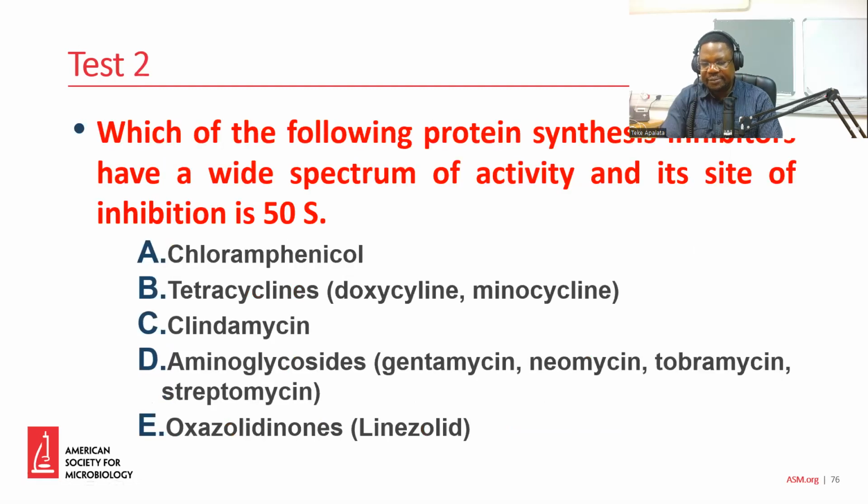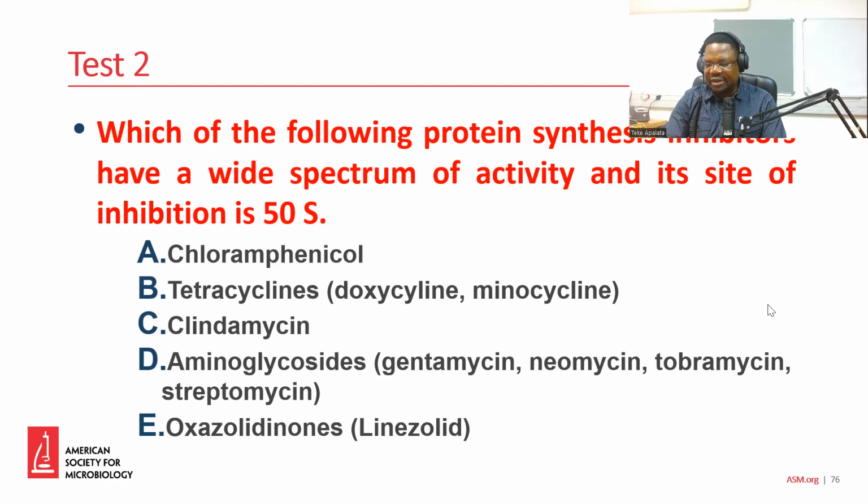The second test is: which of the following protein synthesis inhibitors has a wide spectrum of activity, and its site of inhibition is the 50S? Okay, so this one inhibits the 50S subunit of the ribosome. I think we need to try to exclude those that do not, like tetracycline and aminoglycoside. They don't act on the 50S. We know that they act on the 30S, so you can remove them.